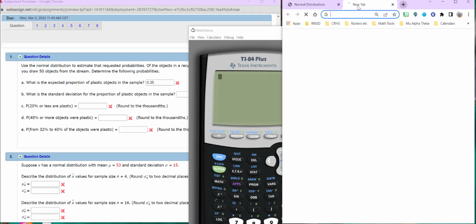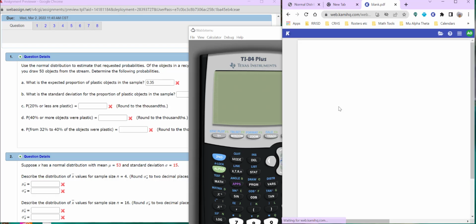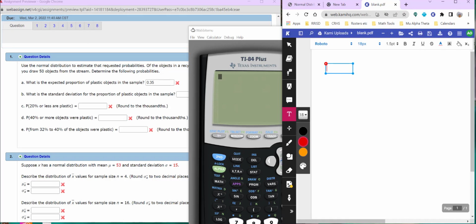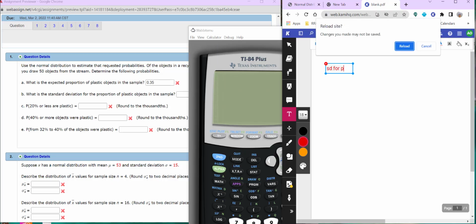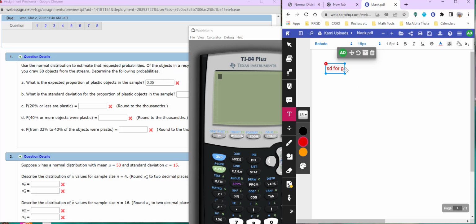Actually, let me pull up Cami in here so I can pull up the formula. And we'll just do a new page. That's fine. So the standard deviation, I'm going to type it up just like a formula. Okay, so standard deviation for proportions is square root of p times 1 minus p, all divided by n.